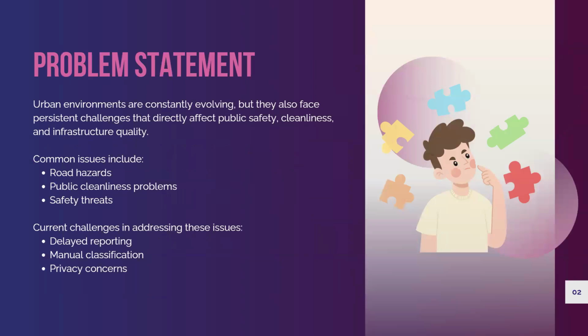Urban areas are always changing and growing, but they still have ongoing problems. The main issues we focus on include infrastructure problems like damaged roads or broken streetlights, public cleanliness challenges such as litter and waste, and safety threats that put people at risk.